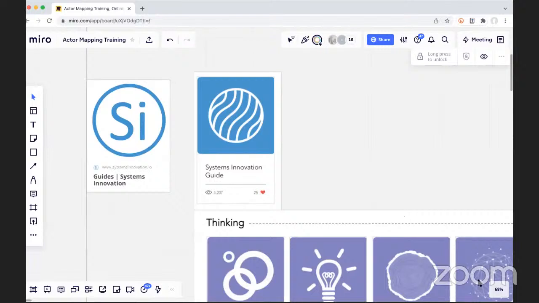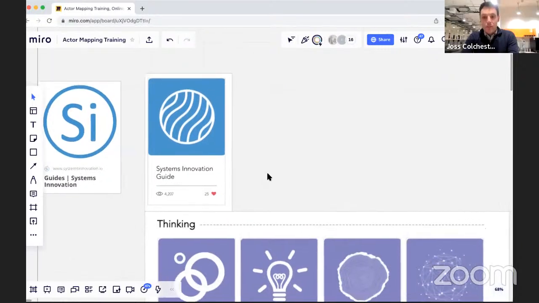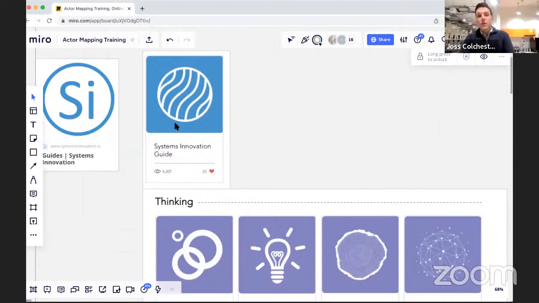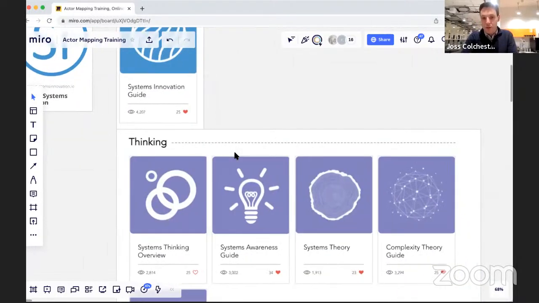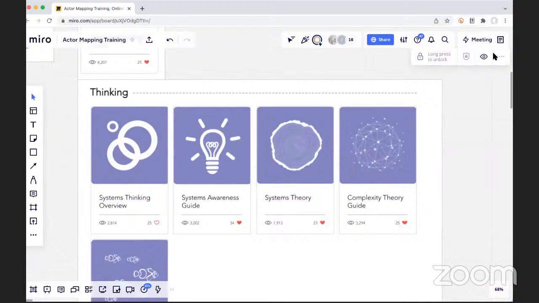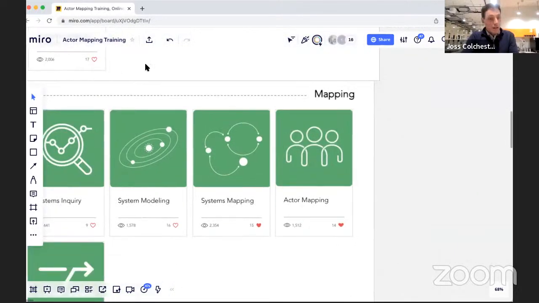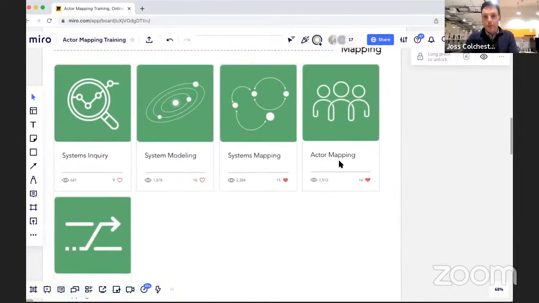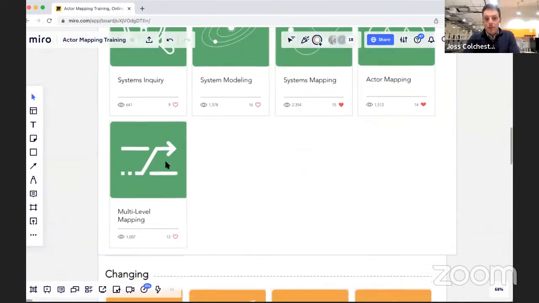We started off with an introduction to systems innovation, and then we covered all these ones in the sections on system thinking and complexity theory and so forth. And then in the current section we've been working through, we've been looking at systems mapping. So we looked at all these different guides here. Last time we were talking about actor mapping. Maybe some of you were there. This time we're talking about multi-level perspective.